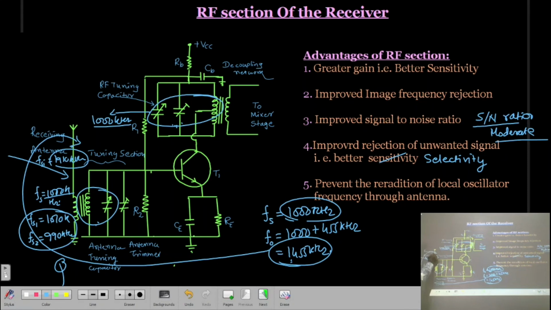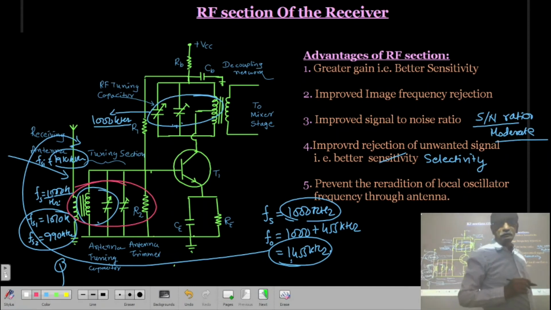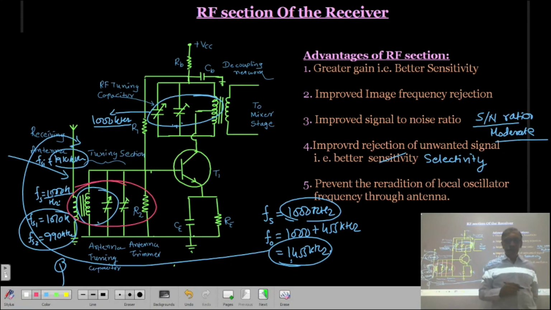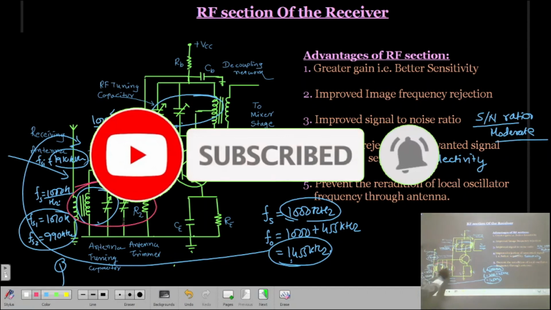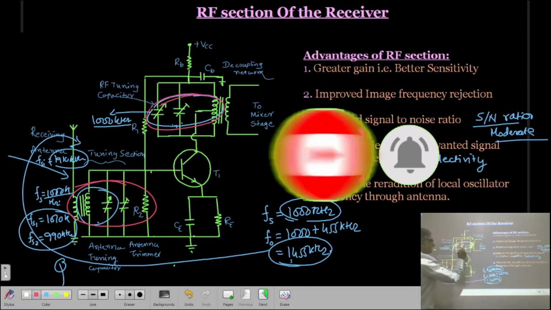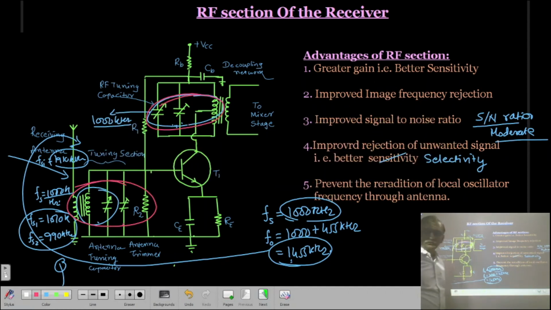If it is picked up, and if this tuning section is not proper, remember, if the tuning section is not proper, then the local oscillator frequency will also enter. But if you have this RF section, then it will be blocked at the input also, and the oscillator frequency will be blocked in the output also.